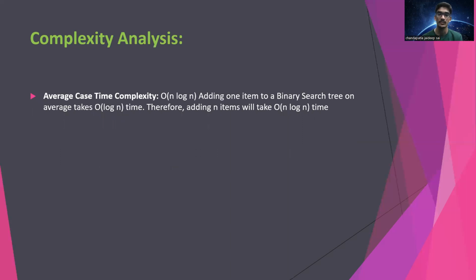Time complexity of the tree sort algorithm: the average case time complexity is O(n log n). Adding one item to a binary search tree on average takes O(log n) time. Therefore, adding n items will take O(n log n) time. This is about the time complexity of the tree sort algorithm. Let's see the code of the tree sort algorithm.